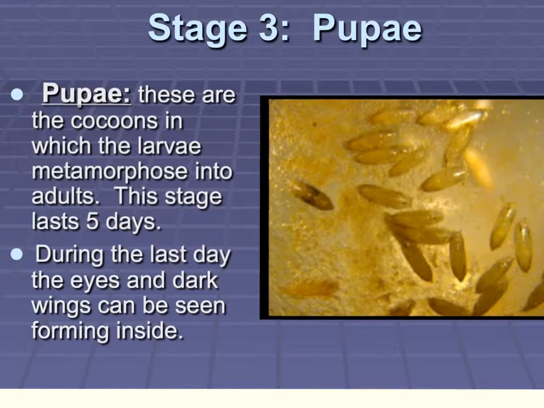immature fly. And as the pupae begin to prepare to hatch, the eyes and the dark wings can be seen forming on the inside. One can tell if a pupa is about to hatch by looking at the color of the pupa. And if they are dark, they are close to hatching.